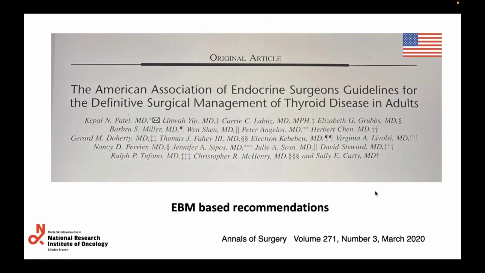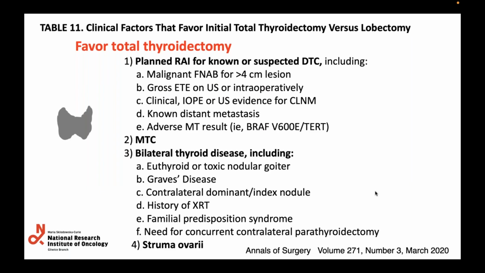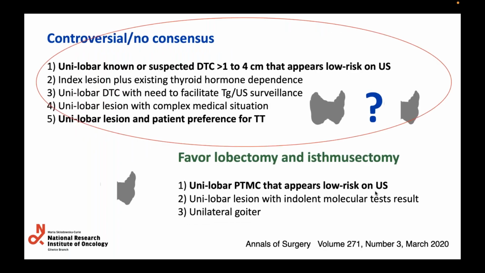Last year, the American Association of Endocrine Surgeons published their revision of their guidelines, and they analyzed the clinical factors favoring initial total thyroidectomy versus lobectomy. They were consistent that lobectomy is still safe and sufficient only in microcarcinoma, and this extent of surgery is controversial in papillary thyroid carcinoma above 1 centimeter in diameter.